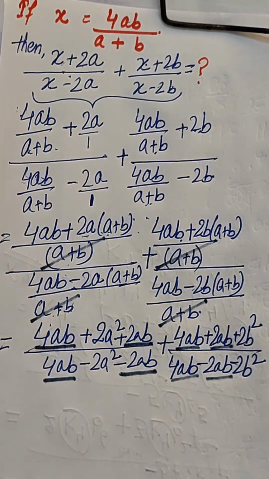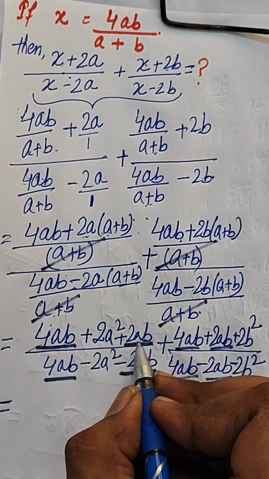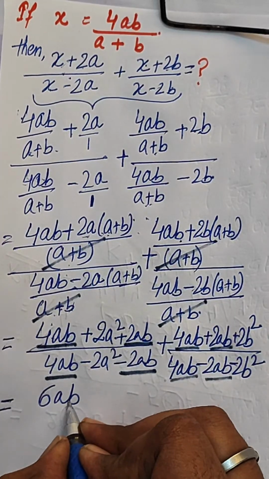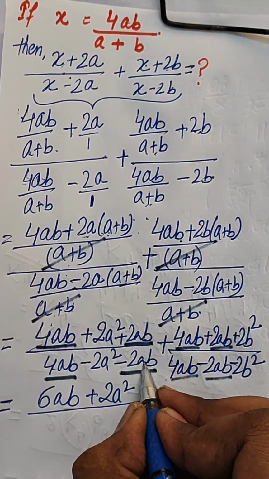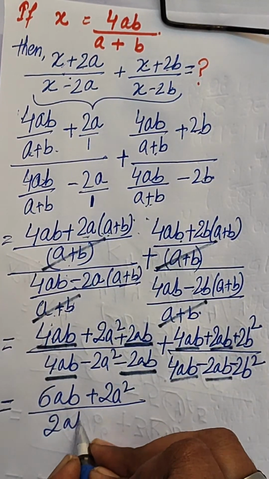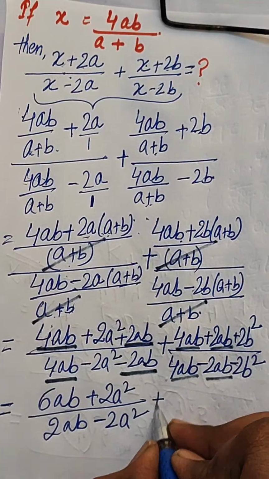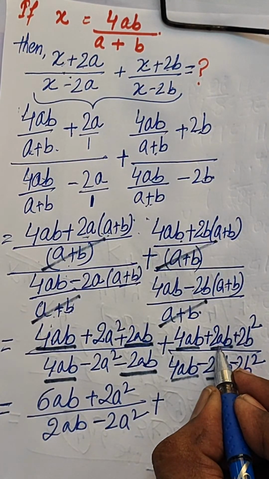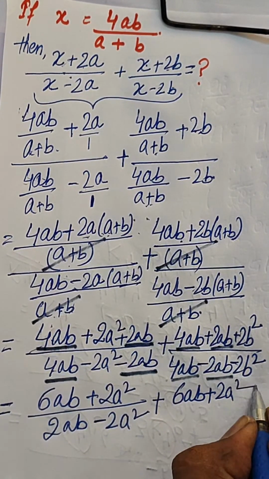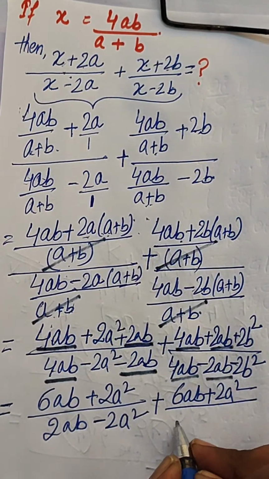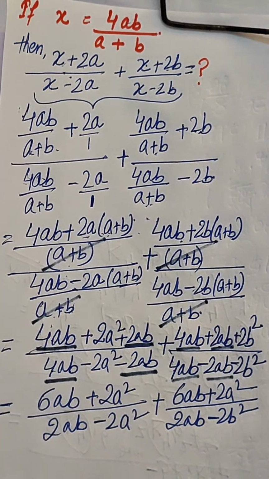So in the next line, we can write it as 4ab plus 2ab is 6ab, plus 2a square divided by 4ab minus 2ab is 2ab, minus 2a square, right? Plus 4ab plus 2ab is 6 over here. So it will be 6ab plus 2a square divided by 4ab minus 2ab is 2ab minus 2b square, right?